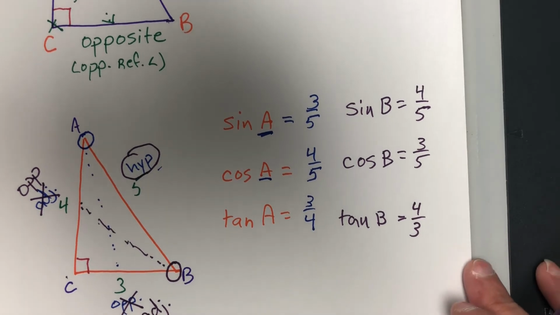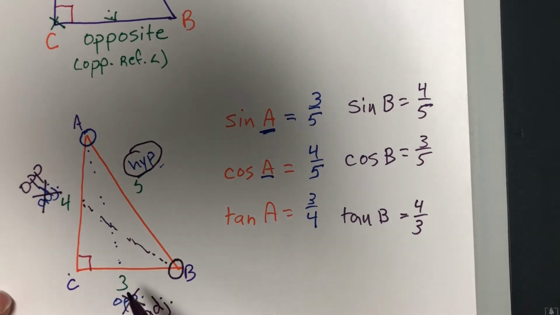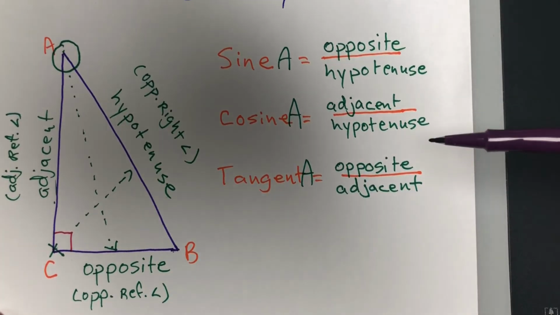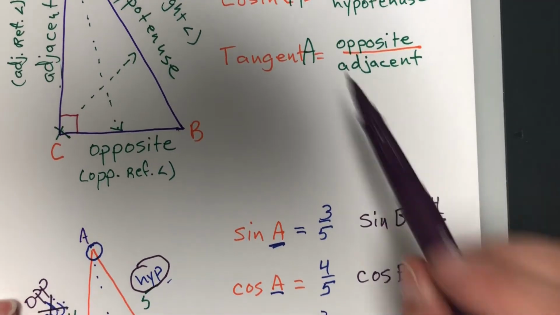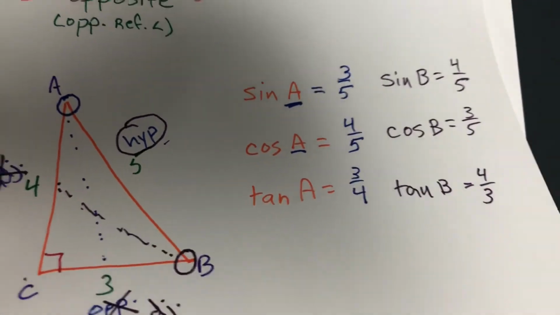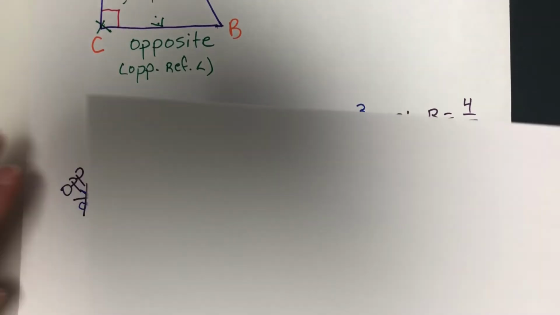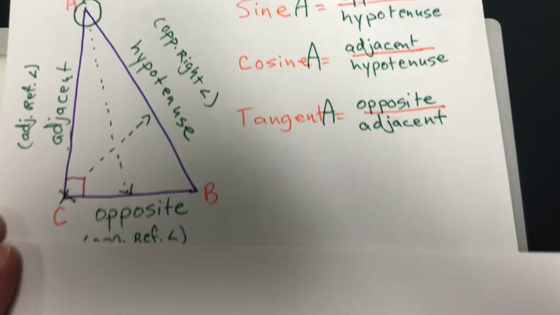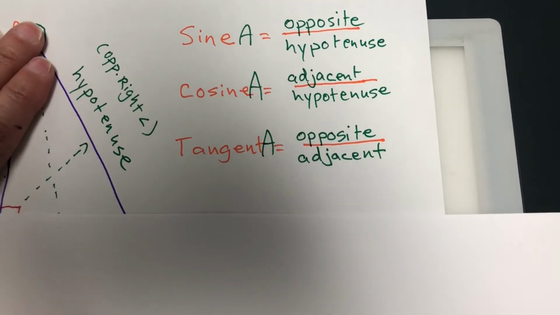Okay, so that's the basics of trig. If you can label your opposite, adjacent, and hypotenuse, and if you can remember this, you've got that licked. Okay, so question is, how can you remember this? There are a couple of different ways. So let's go back up to this.